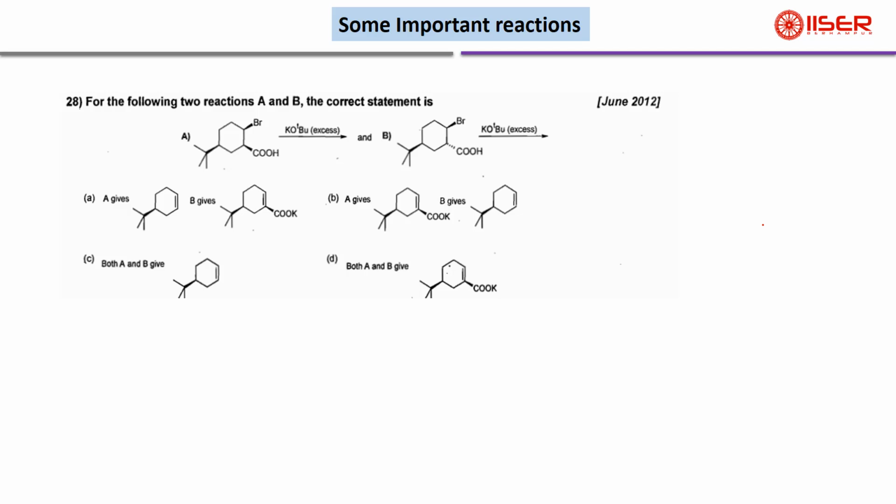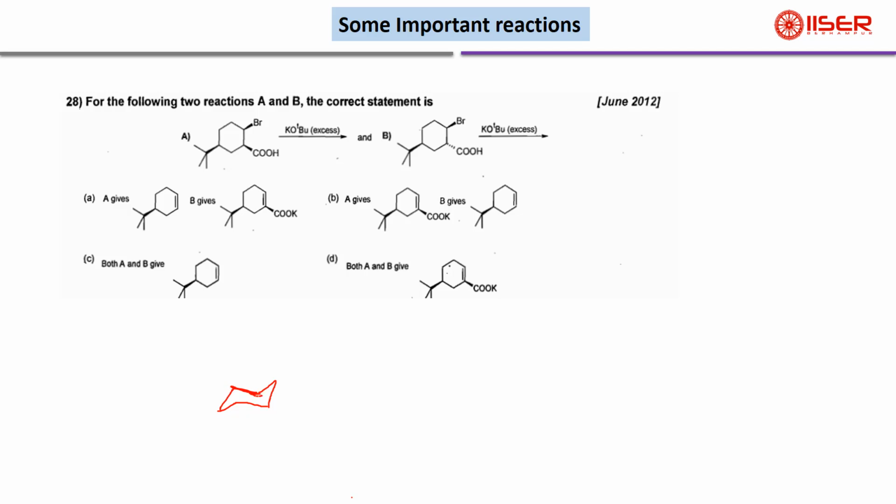For the following two reactions A and B, the correct statement. So what will be the product in A and what will be the product in B? You have to determine both the products. So if we just draw this cyclohexane in a chair form, it will be better to understand the stereochemistry, because all these bonds are drawn in a wedge bond. So that means the stereochemistry is in our concern.